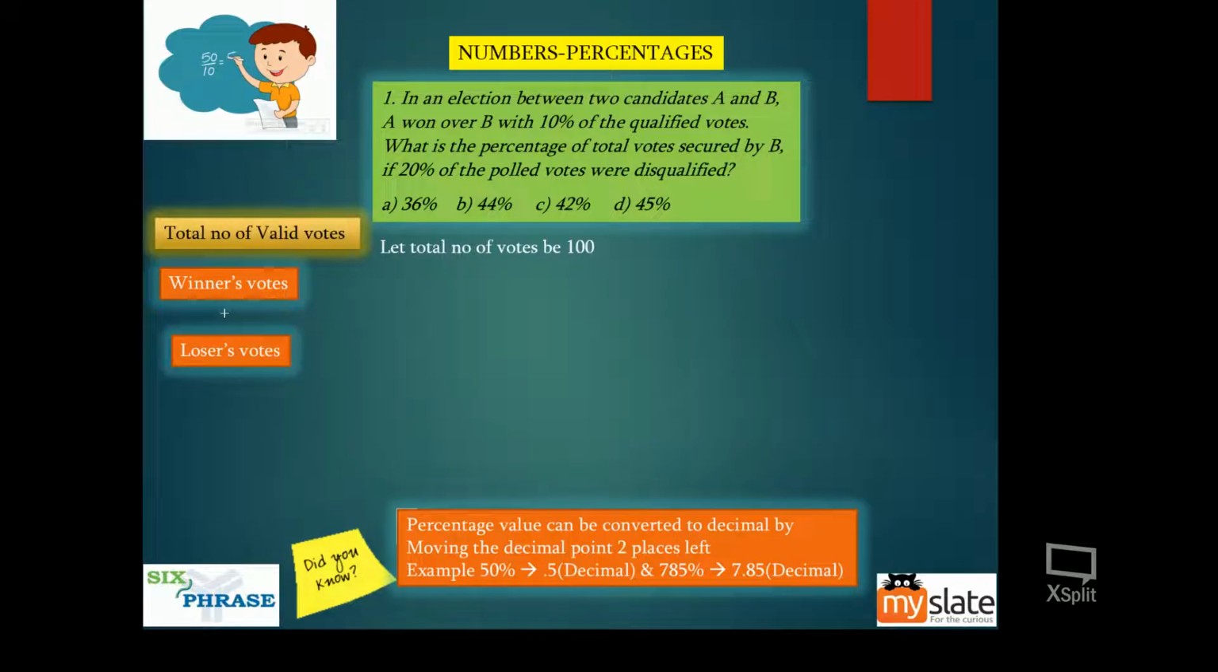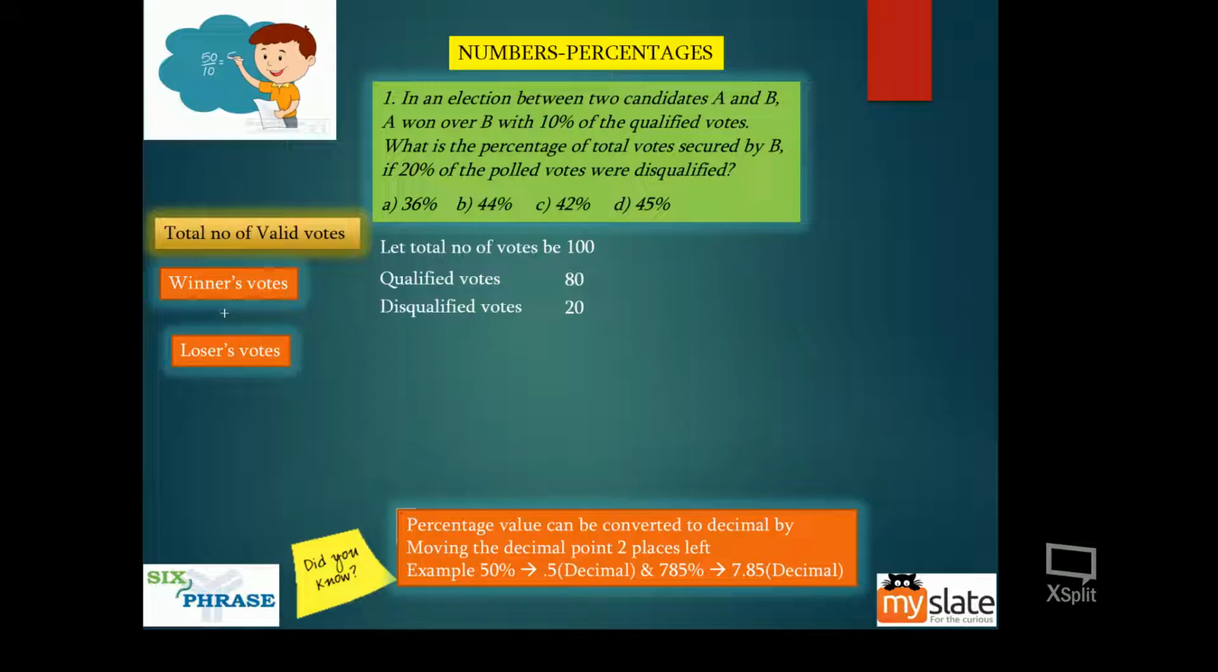Okay, now guys, look at the last line of the question. It says if 20 percentage of the poll votes were disqualified. In our previous example, it was 90-10: 90 qualified, 10 disqualified. Here 20 percentage disqualified. So how much qualified? 80 percentage, right? So out of 100 votes, qualified votes will be 80. Disqualified votes will be 20. Simple, right? So take it step by step.